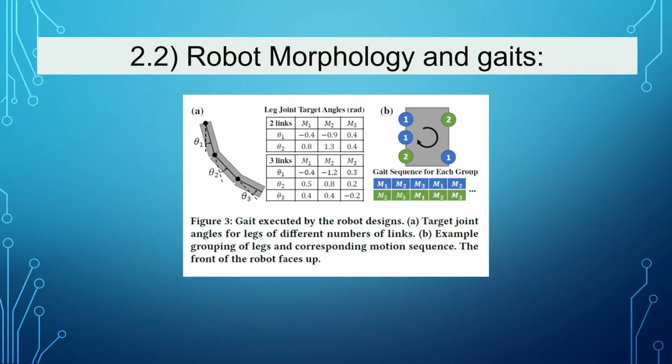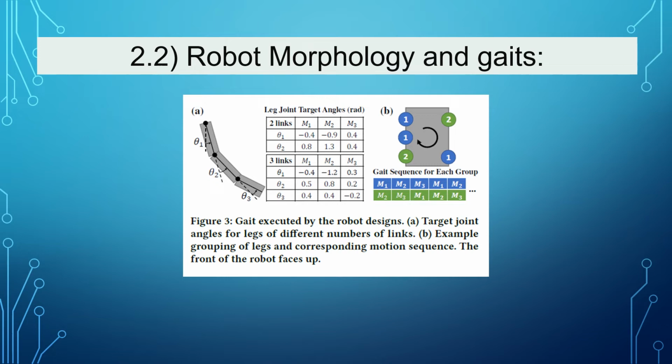Slide: the legs are divided into 2 groups. Starting from the front left leg, alternating group numbers are assigned in clockwise order, so group 1 executes the motion sequence M1 to M3 simultaneously as group 2 executes M2 to M1, and the process repeats over multiple gait cycles.